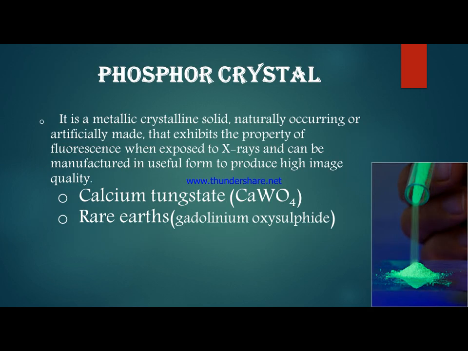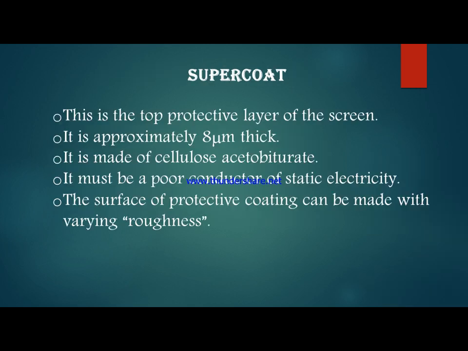These are the phosphor crystals. A phosphor crystal is a metallic crystalline solid, naturally occurring or artificially made, which exhibits the property of fluorescence when exposed to X-rays and can be manufactured in a useful form to produce high image quality. Examples are calcium tungstate and rare earth metals like gadolinium oxysulfide. The supercoat is a top protective layer of the screen, approximately 8 micrometers thick, made up of cellulose acetobutyrate.